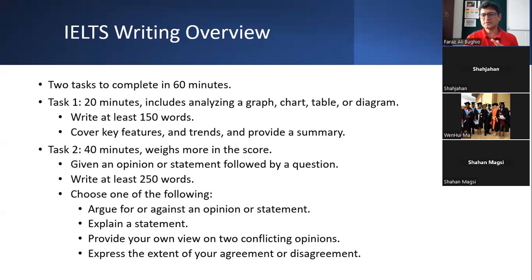Let me repeat. 60 minutes overall, two tasks are there. You'll be spending 20 minutes on task one and 40 minutes for task two. In task one, you write 150 words, and in task two, you write 250 words. In task one, you are given visual information, and you have to convert that visual information into sentences. And in task two, you are given a controversial topic. You have to write for and against it. You'll be writing both the sides, and then you'll be giving opinion also.